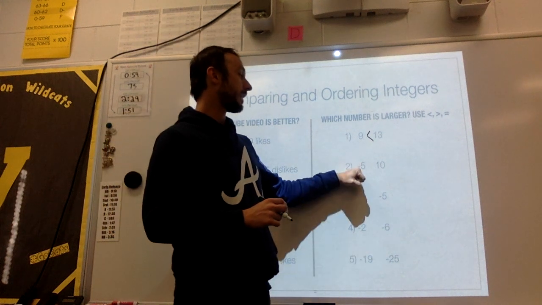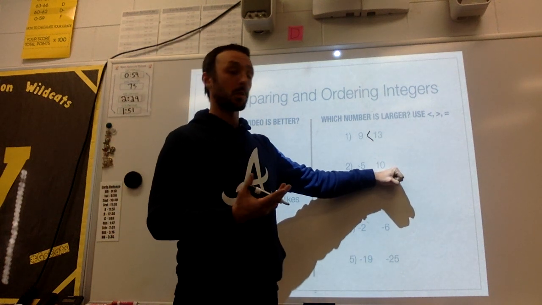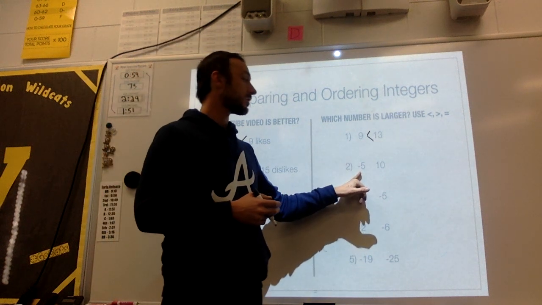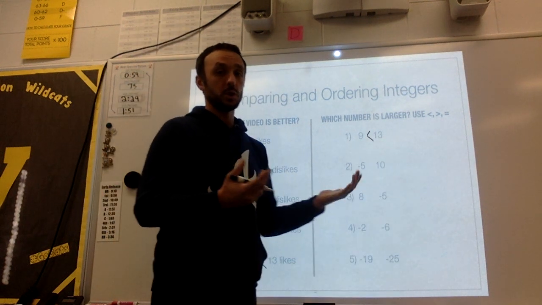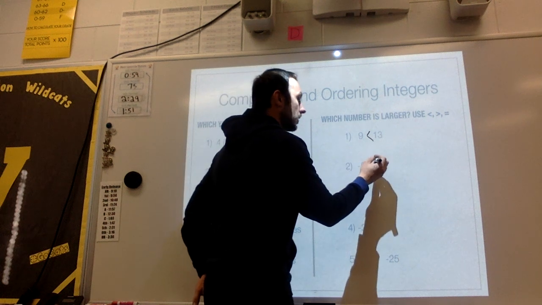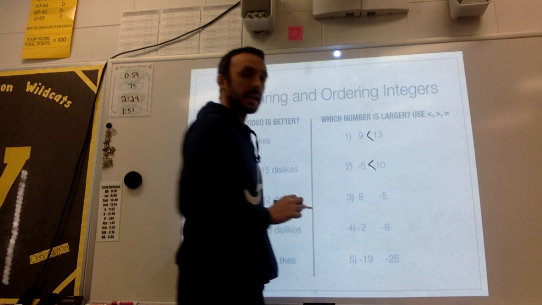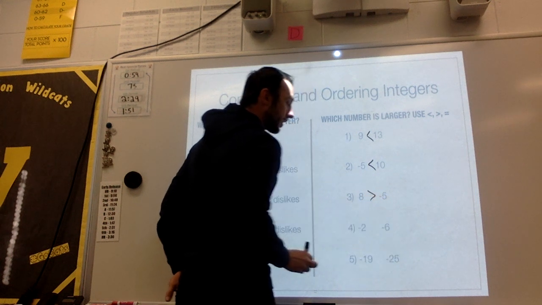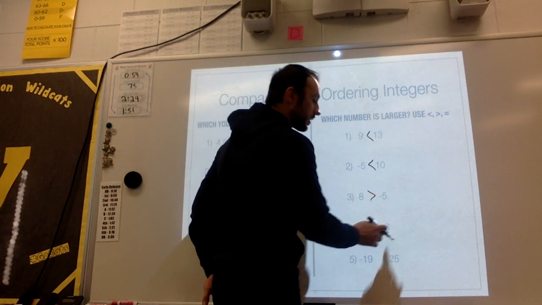Think about temperature. Would you rather the temperature be -5 or +10? Is 10 warmer? Yeah. Think about money. Would you rather be in debt to somebody $5 or have $10? You'd rather have $10. So a positive number is always greater than a negative number. Same with here, a positive number is always greater than a negative number. Here we have 2 negative numbers.